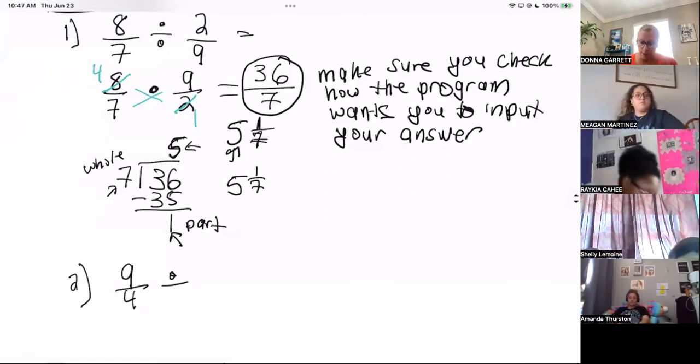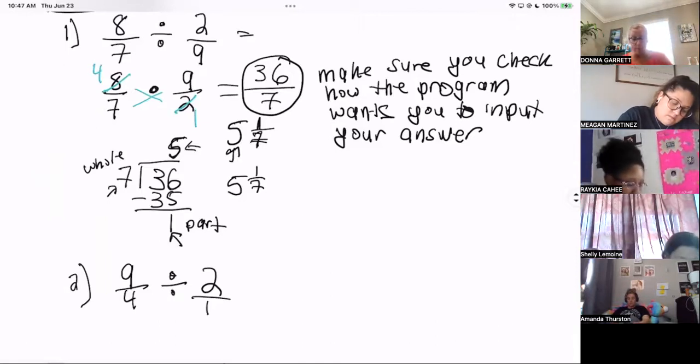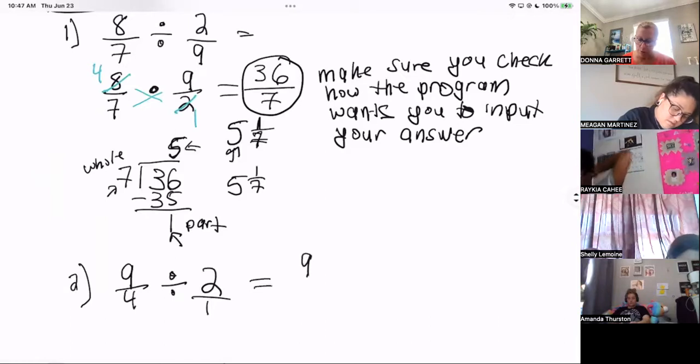9/4 divided by 2. This can be a little tiny bit tricky, but remember 2 is really over 1. You always want to do that when you are dividing. Make sure you put it over 1 because we've got to flip it. So we're going to keep the first fraction, change it to multiplying, and reciprocate or flip the second fraction. So 2 over 1 now becomes 1 over 2.